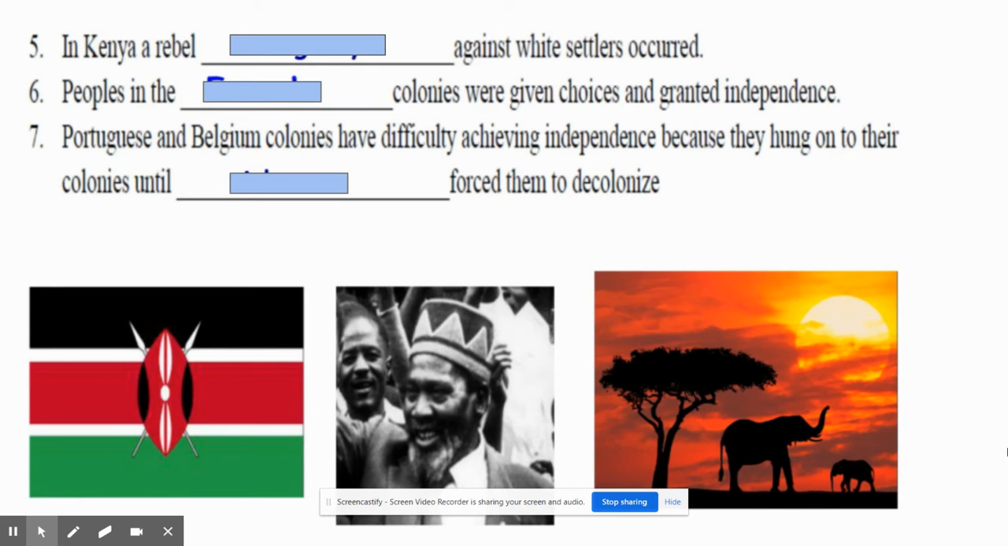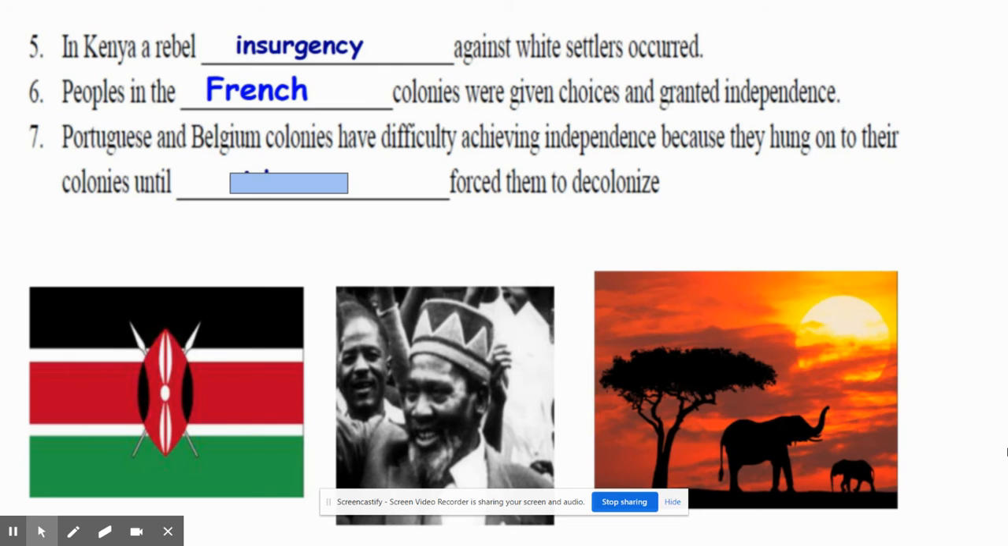In Kenya, you had a rebel insurgency against white settlers. It was kind of violent. As a matter of fact, it was kind of dangerous for some of the white settlers who had been there for a significant period of time. But as a result of that, the British backed away and allowed the people of Kenya to have power. People in the French colonies were given the choice and granted independence.